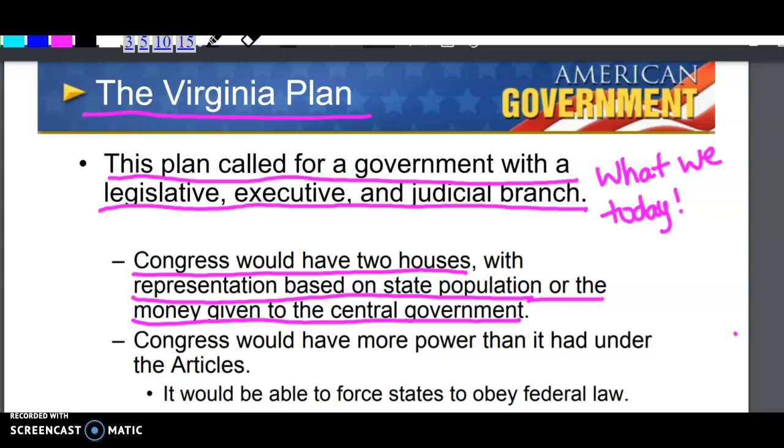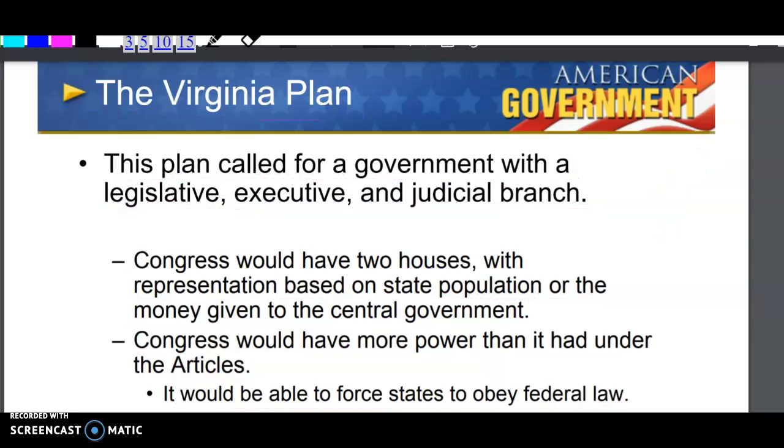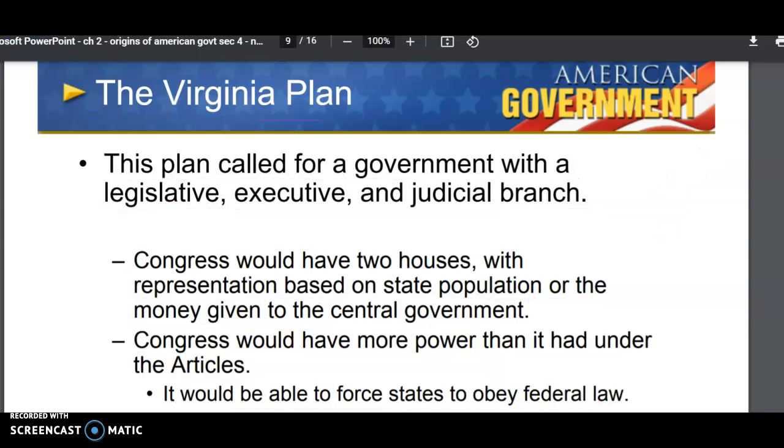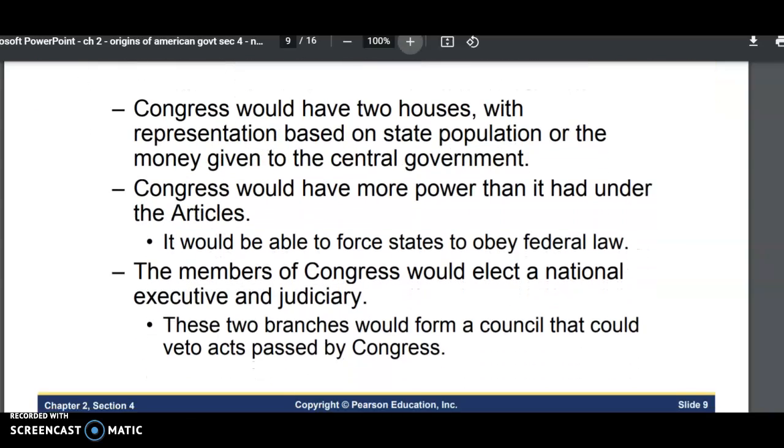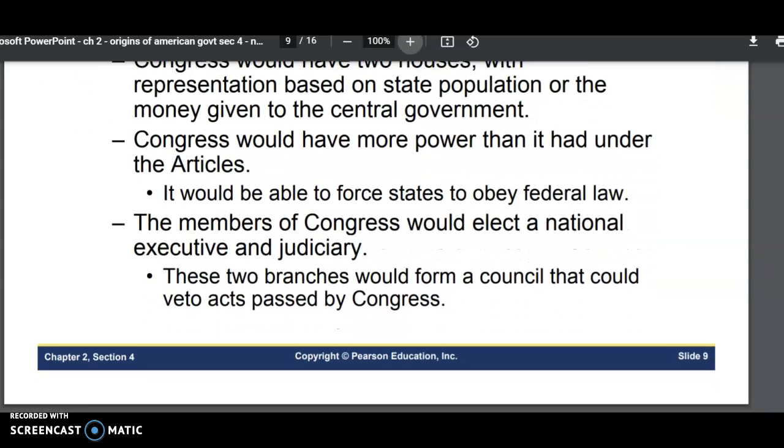So they also wanted Congress to have more power. Congress would have more power than it had under the Articles of Confederation. It would be able to force states to obey federal laws. That's an important one because that was a big reason that the Articles of Confederation was failing, because Congress did not have any power. It also talks about how the members of Congress would elect a national executive and judiciary.